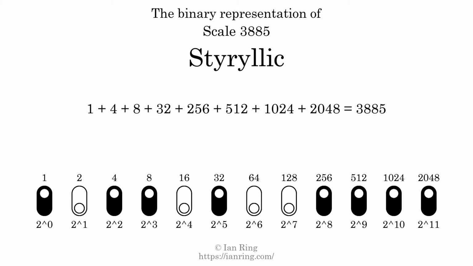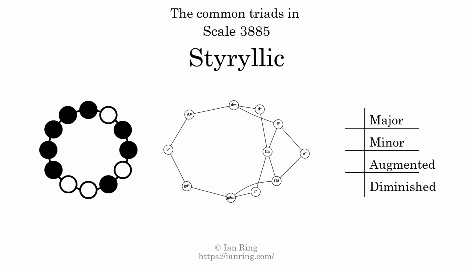3885. The scale number not only enumerates the scale with a unique index, but it also literally describes the tonal content of the scale. Represented as a binary number in base 2, the scale number is 111100101101. Here are the common triads present in this scale.